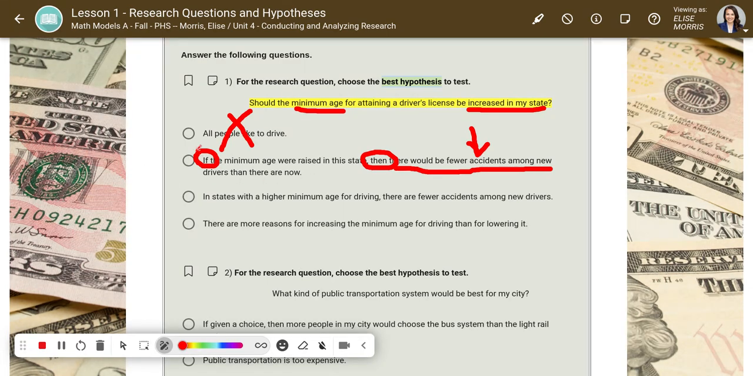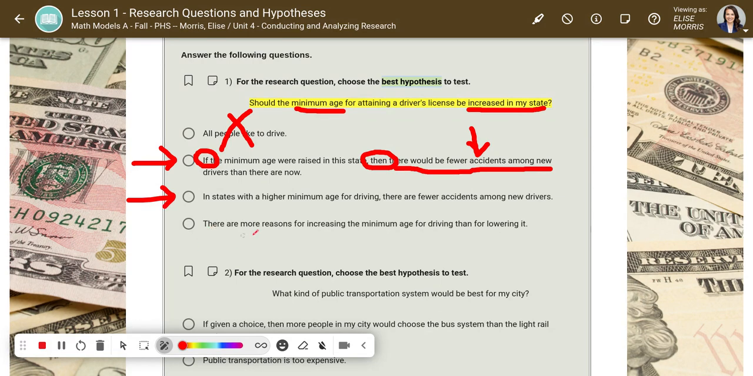It's pretty good. It has an if, it has a then. I just am curious what else we got going on down here. Let's see. In states with a higher minimum age for driving, there are fewer accidents among new drivers. Okay, this is related. It is testable, which is good. This is not as related as this one, though. I'm going to guess that these are the two that they're trying to get us to choose from.